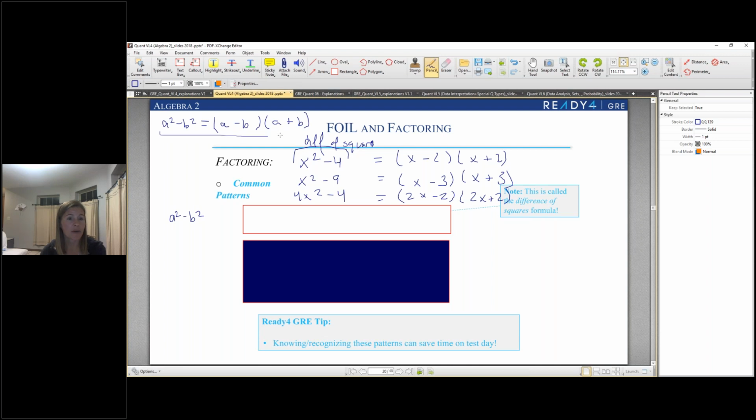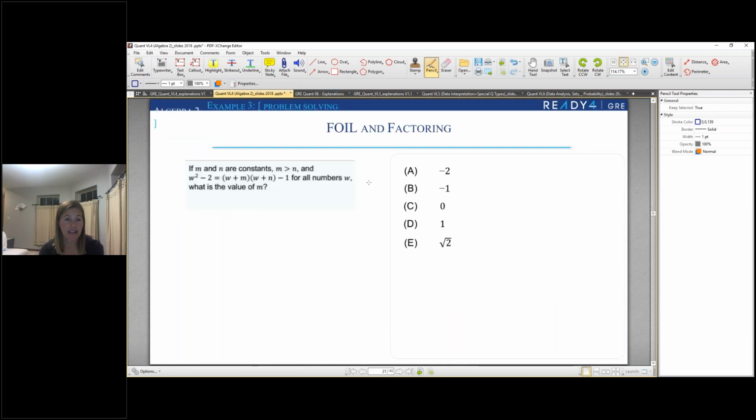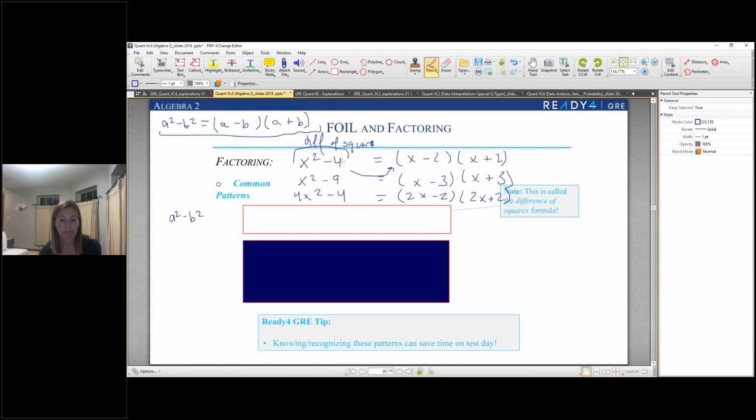The reason I say you have to know this is because there are a few problems where you need to recognize the difference of squares in order to solve it. You just can't factor it any other normal way. You have to know that this can become this if you wanted to. Okay, difference of squares. Questions on any of this stuff? Because I think we get to that problem. It's a great problem. Questions on any of this factoring stuff?